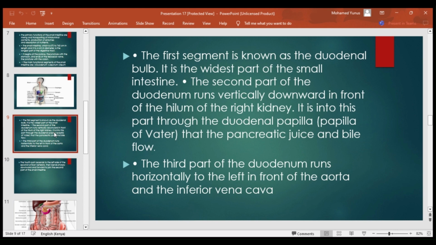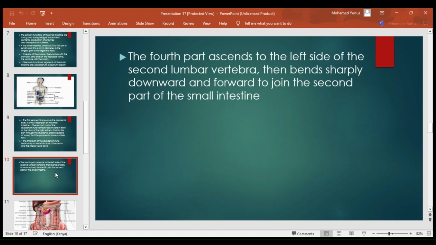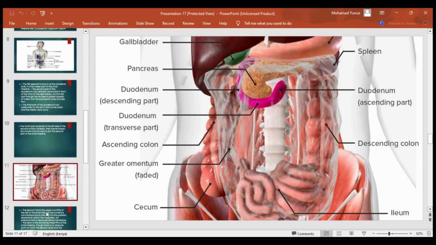that we find the pancreatic juice and bile flow. We also find that the third part of the duodenum runs horizontally to the left in front of the aorta and inferior vena cava. I'll be able to show you what I'm talking about, those parts of the duodenum. Let's just finish with this first. Then we find that the fourth part ascends to the left side of the second lumbar vertebra, then bends sharply downwards and forwards to join the second part of the small intestine.